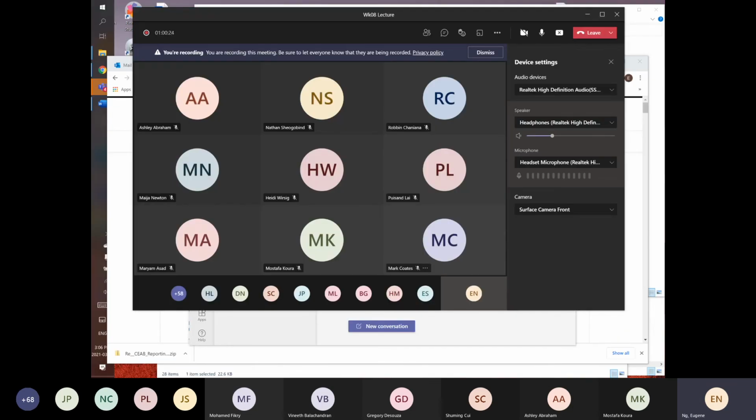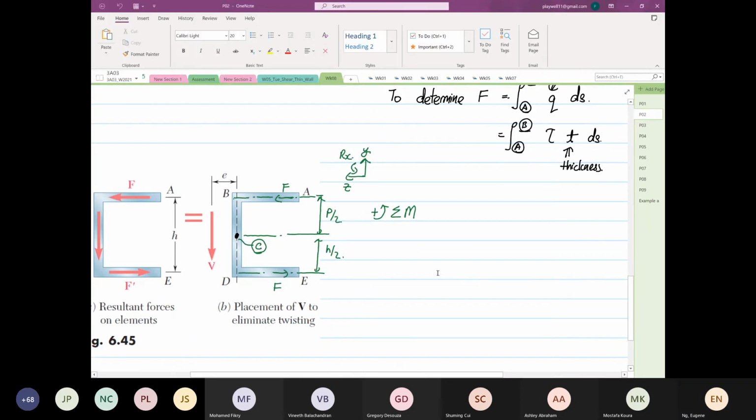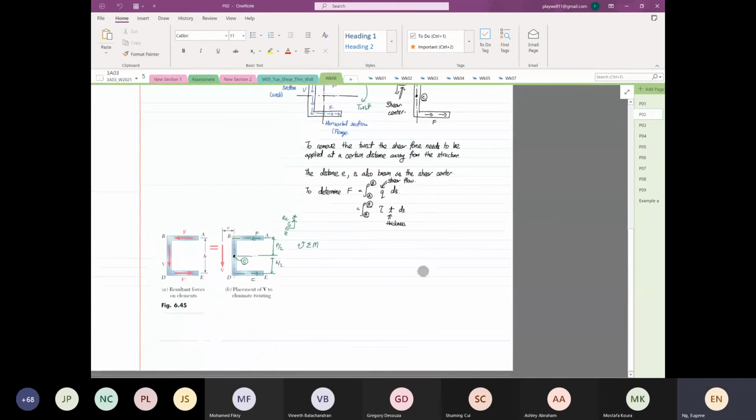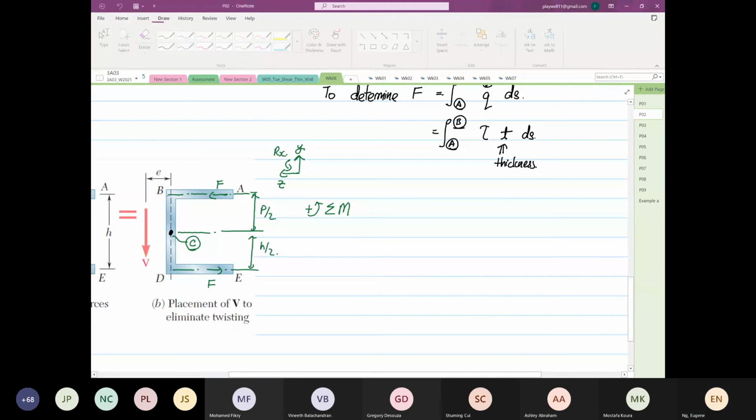So the computer crashed again, my bad. Sorry, let me fire it up again. Hopefully nothing shifted. Yeah, nothing shifted. Okay, we are going to take moment in the X direction.